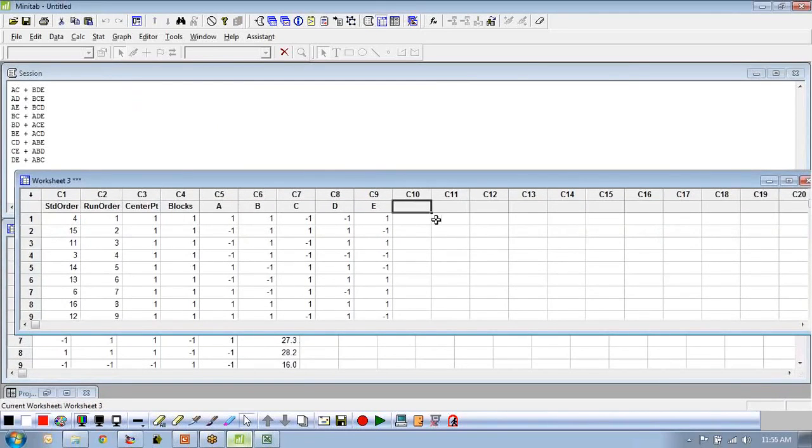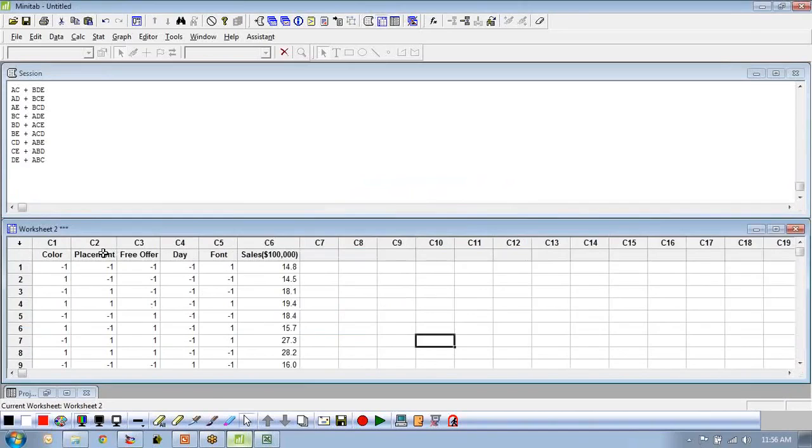At this point, you could have gotten the sales response, right? You go out and you actually get the data. But we've already got that. So I'm going to analyze what we had in here. And now I've changed these to A, B, C, D, E, or font, and so forth.